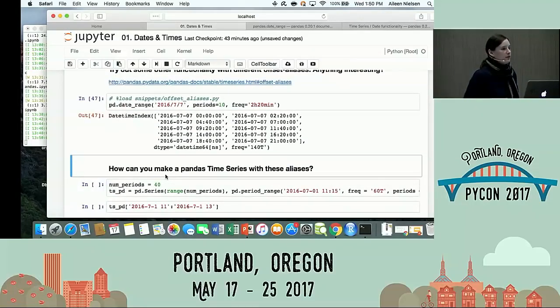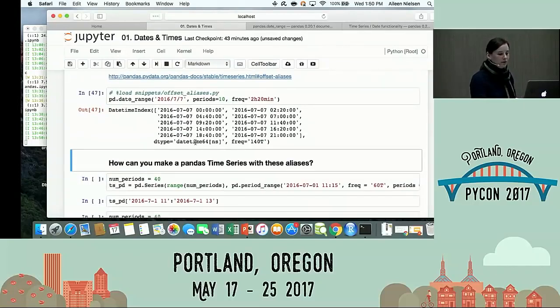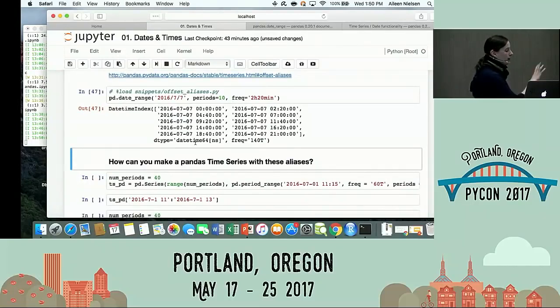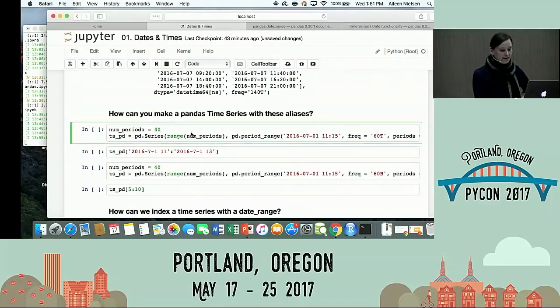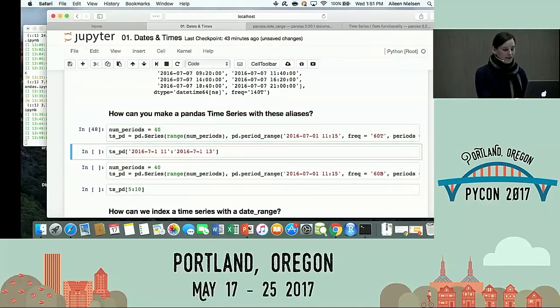So you can easily compute whatever frequency you want. Just good to be aware that everything your heart could possibly desire with time-related data is super easy to do. Okay, so how do I make a pandas time series with some of these aliases? Well, we have already done that, but here are a couple of examples.